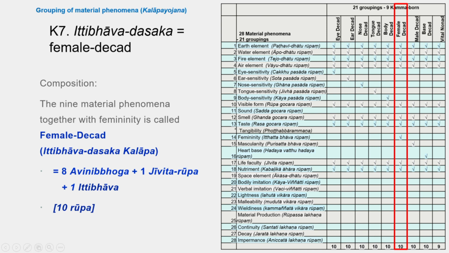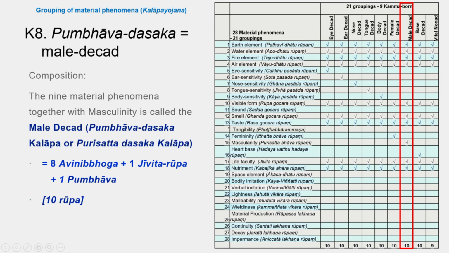Then Itthi Bhava Dasaka, the female one. So the 9 material phenomena together with femininity is called the female deka, Itthi Bhava Dasaka Kalapa. So these are broken into all these categories. Then Pumbhava Dasaka, male deka. So the 9 material phenomena together with masculinity is called the male deka, Purisa Bhava Dasaka Kalapa. So you see this is quite systematic.